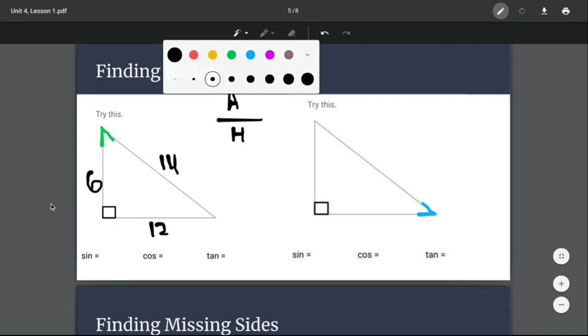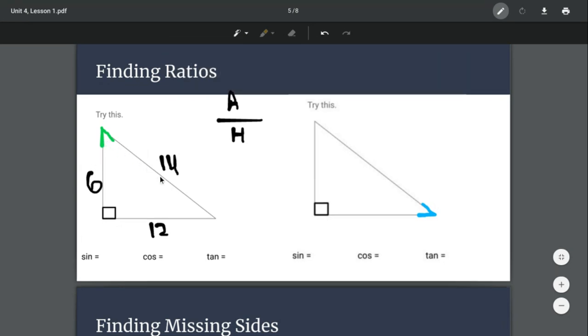The A is going to be adjacent. The adjacent is the one that's not the hypotenuse and it's not opposite, so it's the 6. So it's going to be 6 over something, either 12 or 14. Well, it's the hypotenuse, so that's 14. So 6/14 is the ratio. You might want to do that with the colon, if that's what you need to do. All right, cosine is going to be SOH CAH TOA.